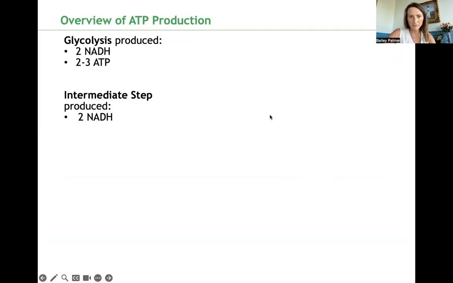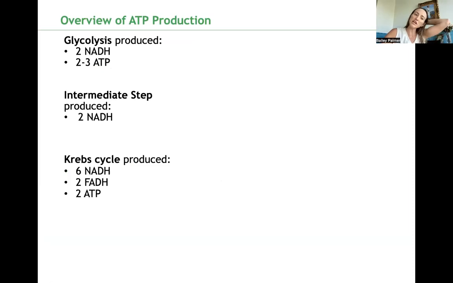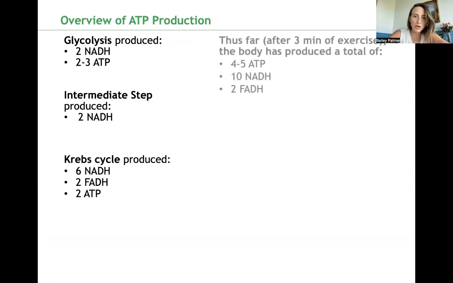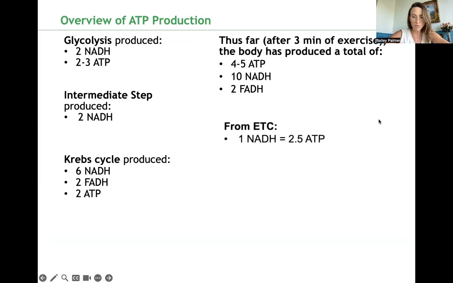Okay, so glycolysis: 2 NADH, 2 to 3 ATP are produced here. We have 2 NADH from the intermediate step. Krebs cycle: 6 NADH, 2 FADH, and 2 ATP. And so after about 3 minutes of exercise, our body has produced this much energy from just 1 molecule of glucose. So that's not enough. We have to make more. And that's what we just learned about, the NADH and FADH making more ATP.